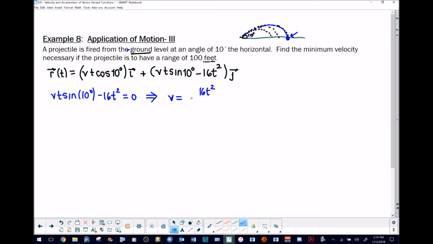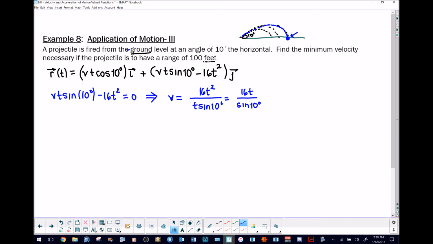I can divide by the rest of the terms that are sort of attached to the v, which in this case would be the t times the sine of 10 degrees. And in this particular instance, I'm going to go ahead and cancel those t's. Yeah, we run the risk that t is 0. Well, t is 0 only in one instance at the beginning, but we're kind of focusing more on what's happening when the ball, the projectile that is, reaches its destination, and that's going to be well beyond time being 0. So I have an expression for v, although in terms of t.